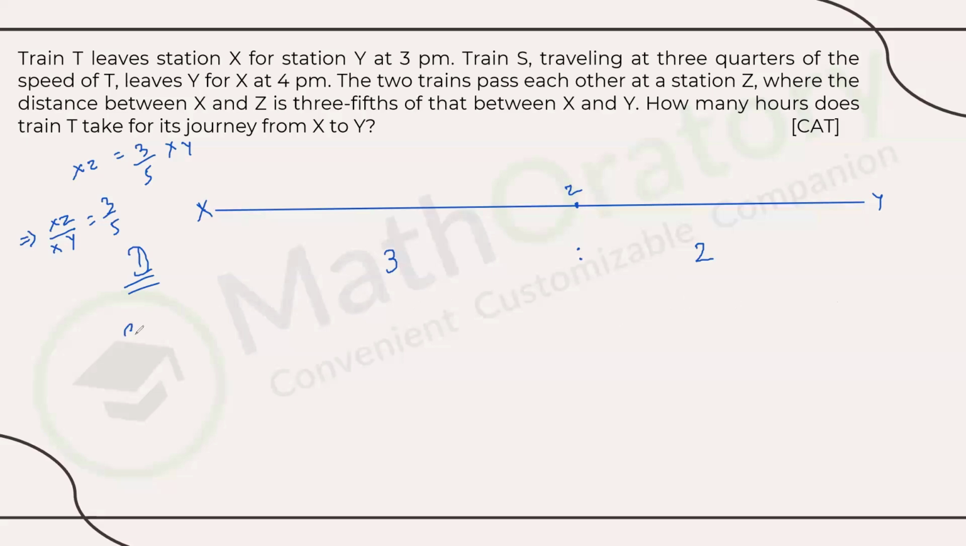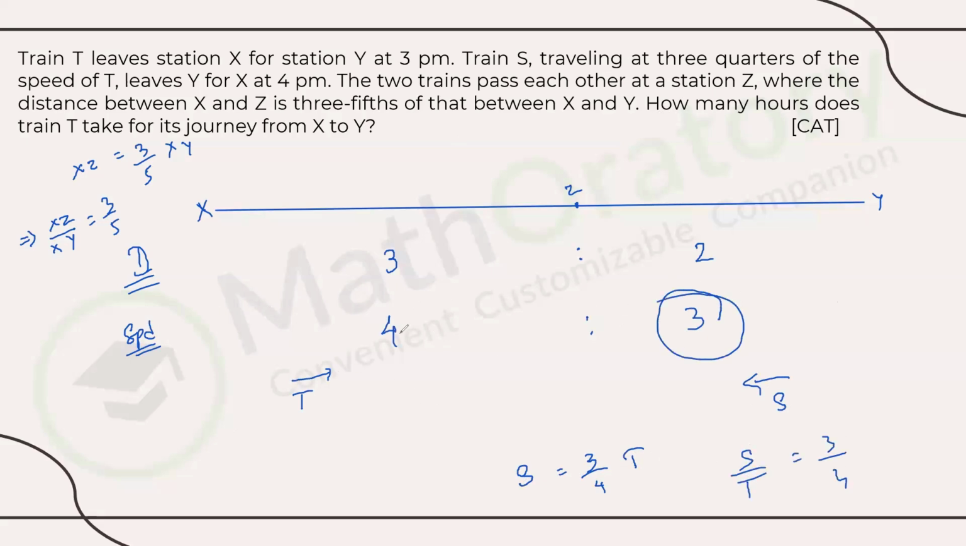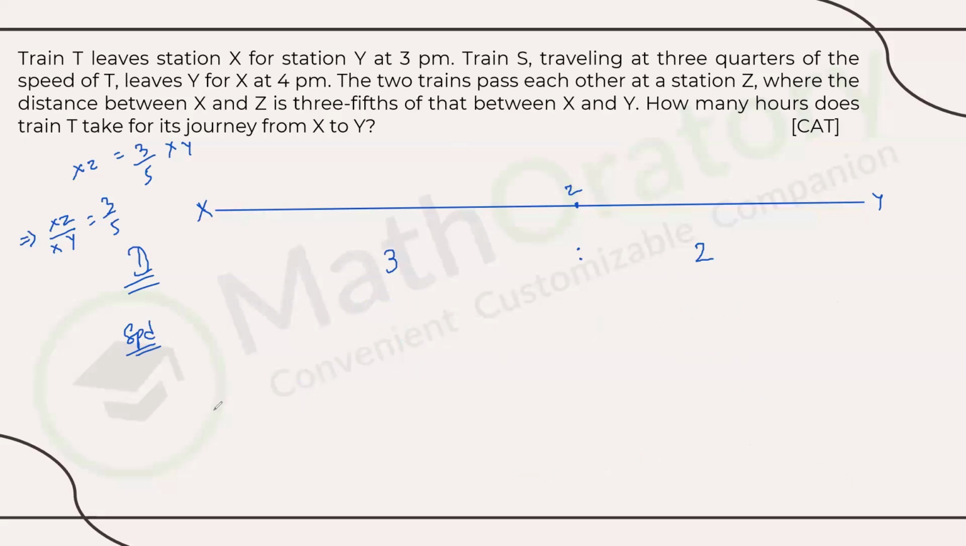We also know the train T is covering XZ and the train S is covering YZ. Read this properly. The speed of S is 3/4 the speed of T, so S by T is 3/4. If this speed is 3, then this speed is 4. So the speeds are in the ratio 4:3.